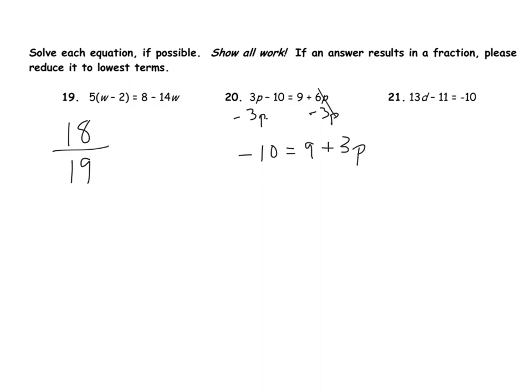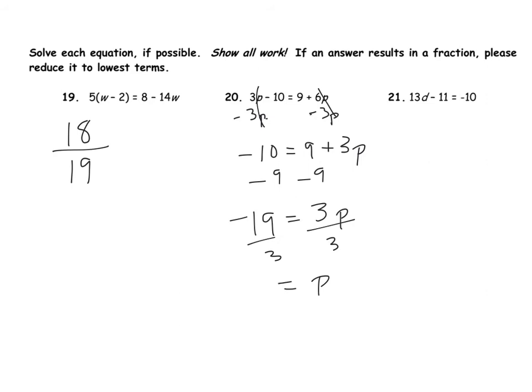6 minus 3 is 3. Then I'm going to start by minusing 9 from both sides. That gives me a negative 19 is equal to 3p. Then the last thing I'm going to do is divide by 3. I get p is equal to negative 19/3.